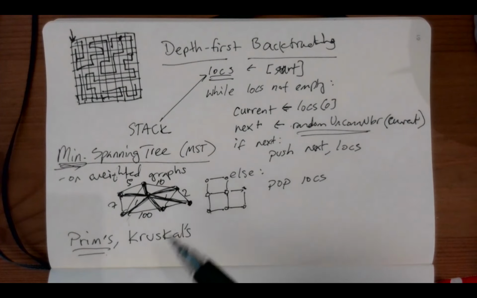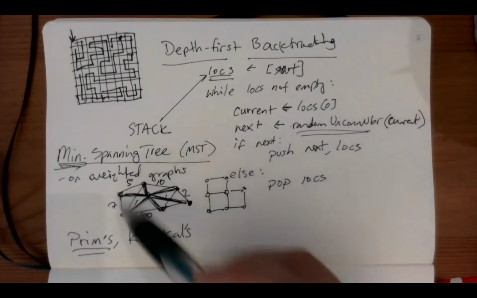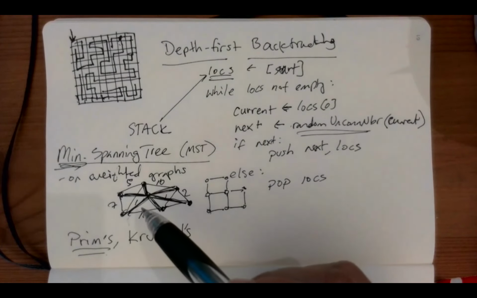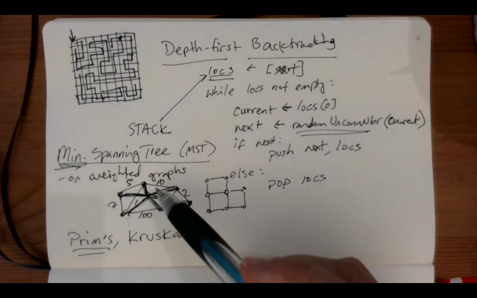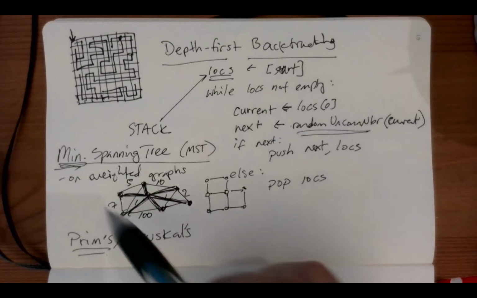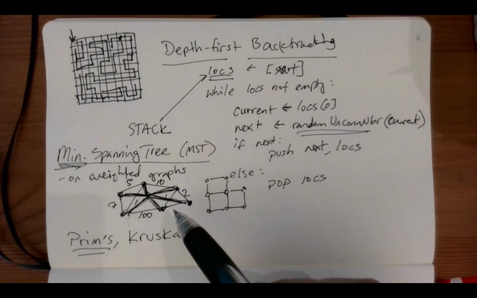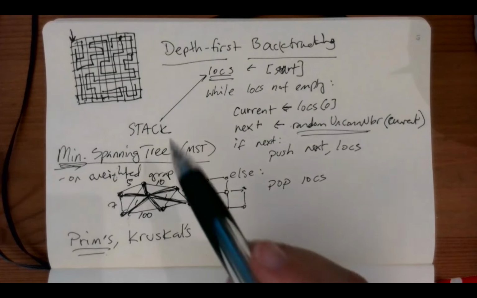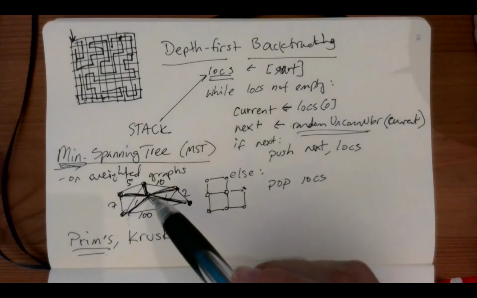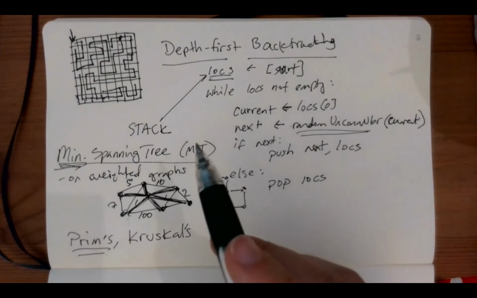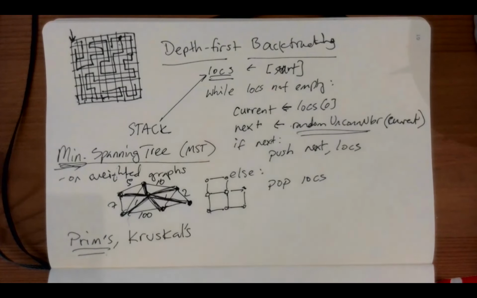Basically, Prim's is the one that says you just keep a list of unvisited nodes. You initialize it with all of the nodes in your graph, and then you find the unvisited node that's the lowest cost to get to, and then add the edge that connects that node to your graph, to the tree. And then just keep going until you've visited every node.